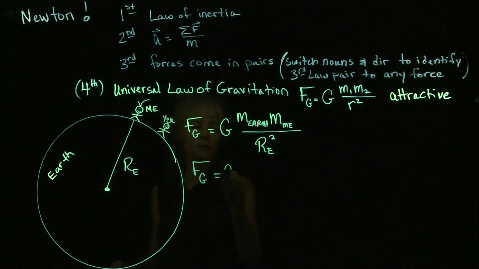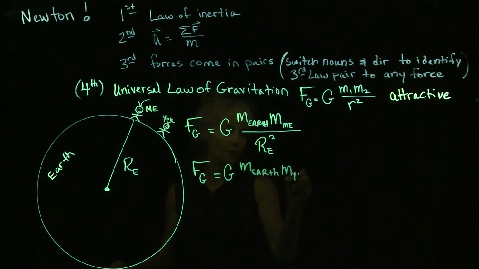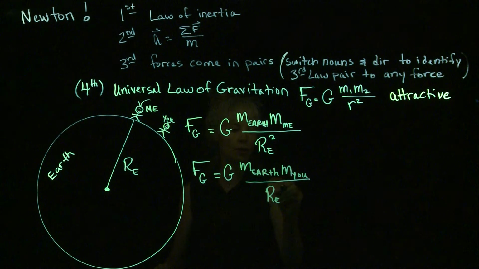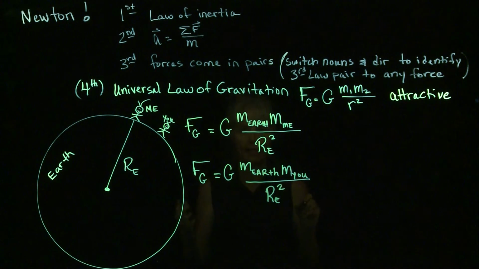Then this is going to be big G, the product of the masses involved. So this is the force exerted on you by the Earth. So this is going to be the mass of the Earth and the mass of you, divided by, again, that same distance, which is the radius of the Earth squared. So the distance between your center and the Earth's center, again, is still the radius of the Earth.